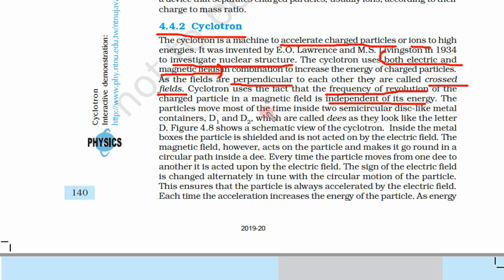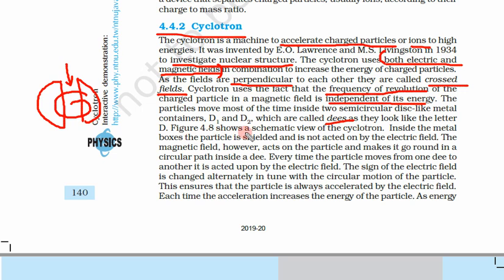The particles move most of the time inside the two semicircular discs of metal containers D1 and D2. So here we saw that this was D1, this was D2. Once the particle started, most of the time it is inside the D; only for a very small time is it in this small gap. So most of the time this particle remains inside D1 and D2, which are called Ds, as they look like the letter D.